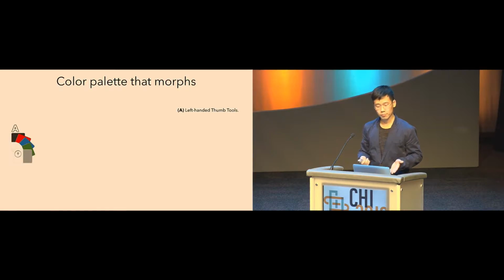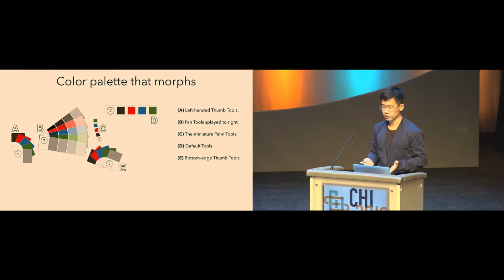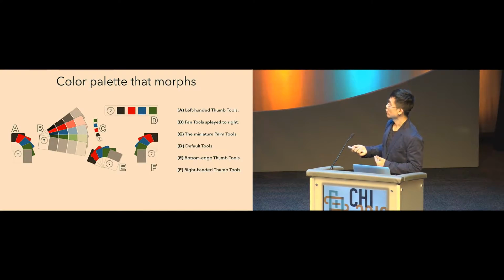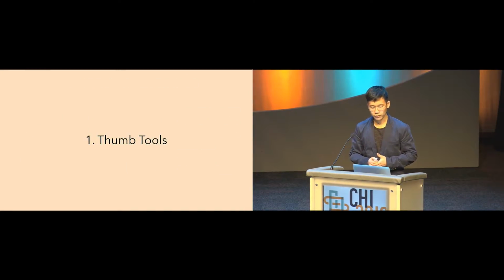We use the color palette in a drawing app as one example of a wider range of applications that can benefit from postural awareness. So on the screen here, we can see the different shapes which the color palette morphs into for a suitable user posture. Our first example is a set of tools manipulated by the user's thumb of the gripping hand, which have already shown some high promise in prior work.